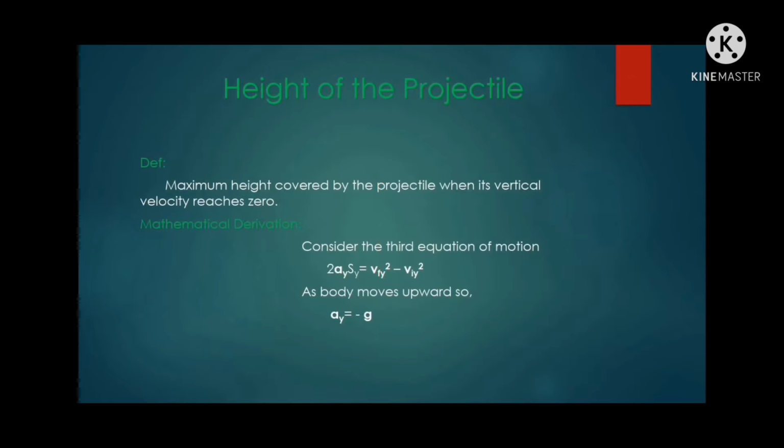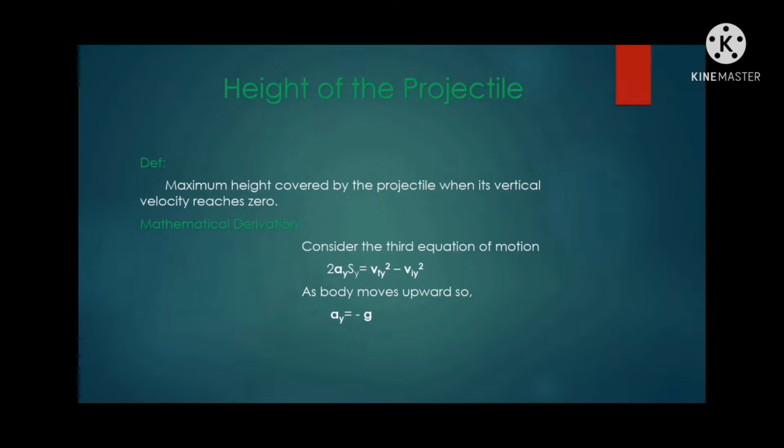But in this video, we have to discuss the maximum height of the projectile when its vertical velocity reaches 0, which is also written in its definition. As you can see here, it is written that maximum height is covered by the projectile when its vertical velocity reaches 0. Now, let's try to understand this definition with the help of a diagram.